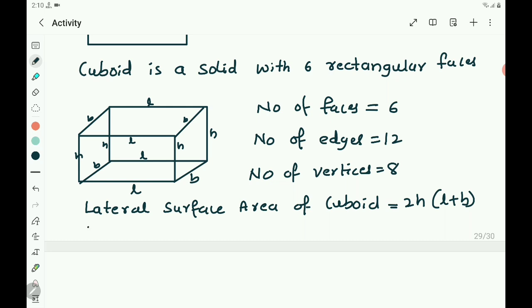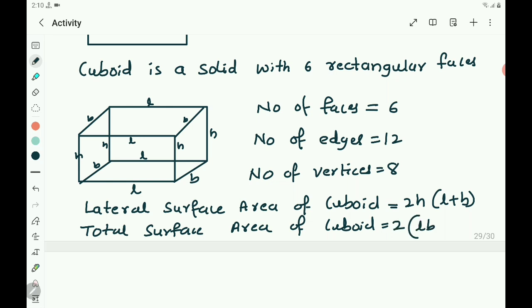Next, total surface area of cuboid. It is the sum of the area of all the 6 faces. So plus what includes here? 2LB. So it is 2LB plus 2BH plus 2HL. So you can take 2 outside as a common, in the bracket LB plus BH plus HL.